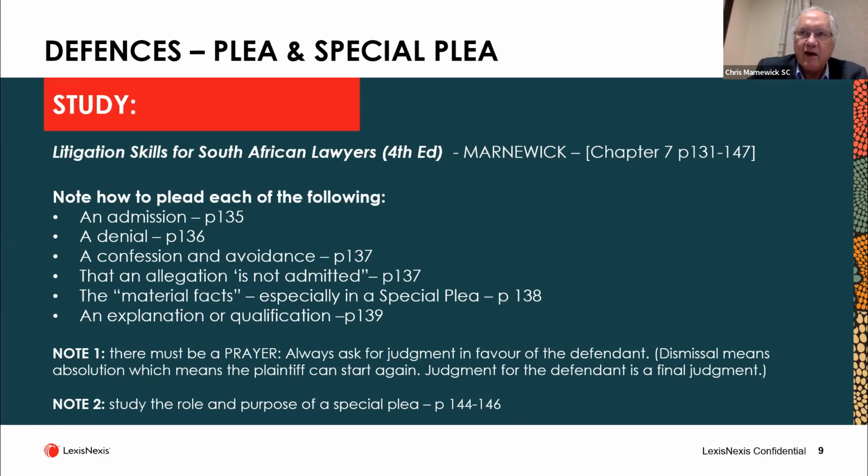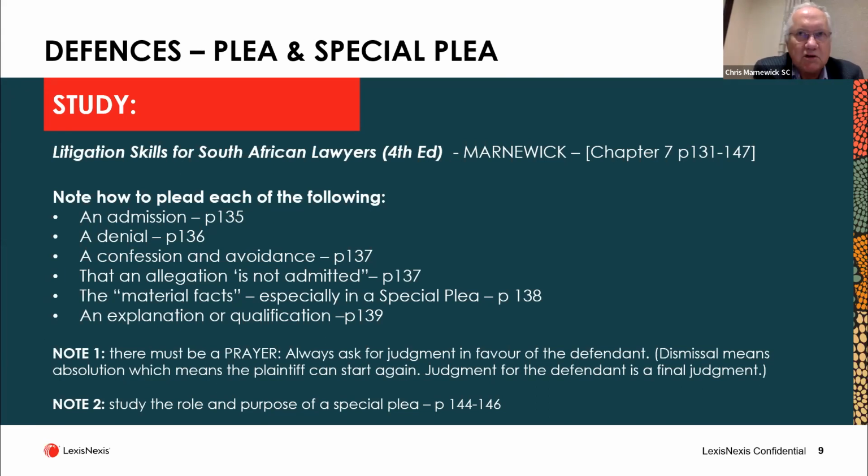First of all, an allegation may be admitted. How you plead an admission is explained in my book at page 135. And it's usually enough to say the defendant admits paragraph 4 of the particulars of claim. Then we get to a denial. A denial has to be more specific, and you see the example at page 136 of my book. There you will see that the basic style is to say the defendant denies the allegations in paragraph 3 of the declaration. Some people will say the defendant denies each and every allegation in paragraph 3 of the declaration as if specifically traversed herein and puts the plaintiff to the proof thereof.